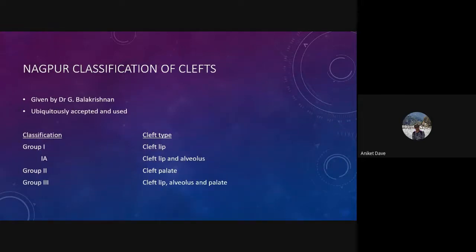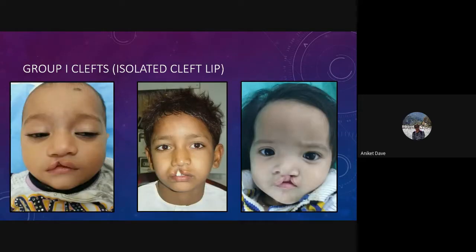In order to better manage these cases, a lot of classifications have been given, but the most ubiquitously accepted one has been given by Dr. G. Balakrishnan from Nagpur, and this classification is therefore called the Nagpur classification of clefts. This has classified it into 3 types: groups 1, 2, and 3. Group 1 being a cleft of the lip alone, group 2 being a cleft of the palate alone, and group 3 being a cleft of the lip with the alveolus and the palate. So we'll see a few examples.